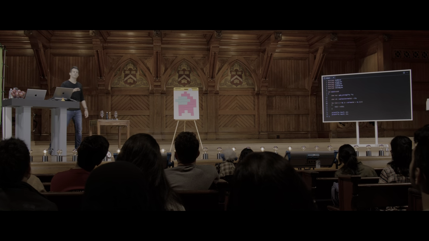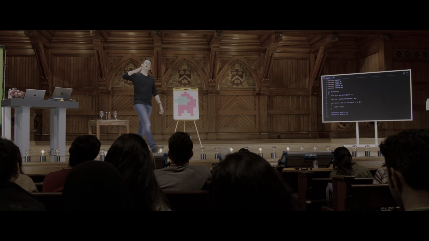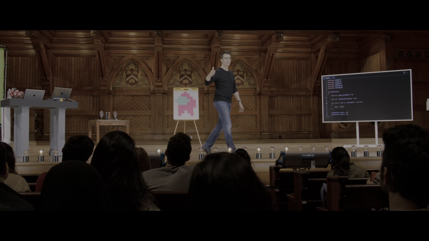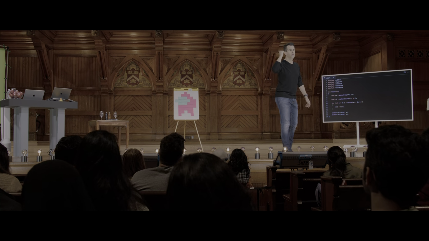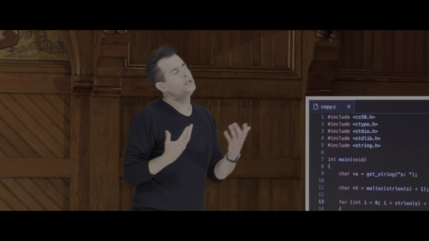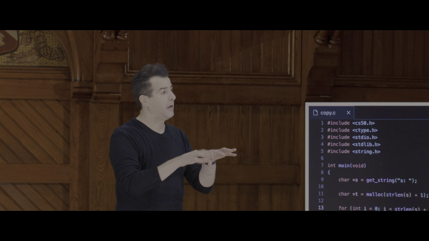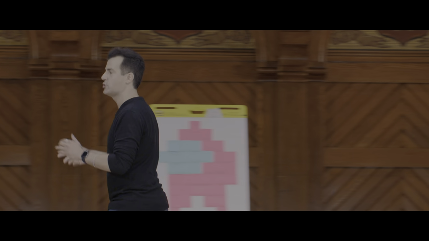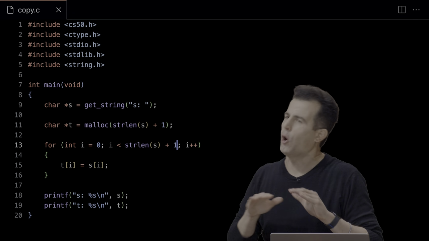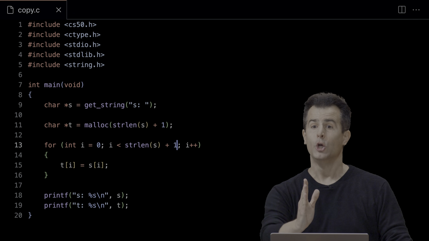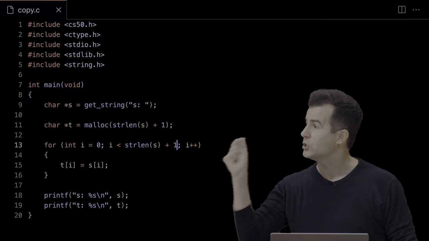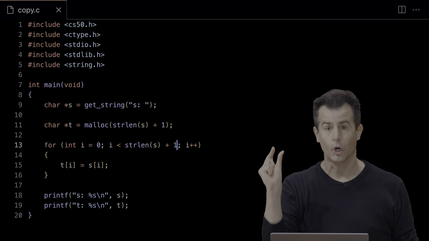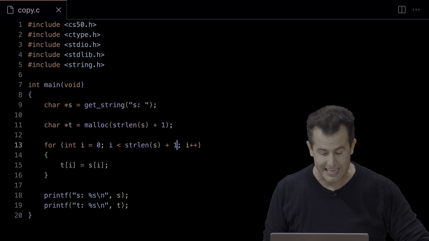Why do I, for the first time, want to go just beyond the boundary of s and copy one more byte? Yeah, I need the null character. I could technically manually add it with some additional line of code, but I might as well just copy it, because backslash 0 is backslash 0. So this time, and probably only this time, it's reasonable and correct to go just beyond the boundary of your string so you copy the null terminating character so that the computer also knows where t ends.